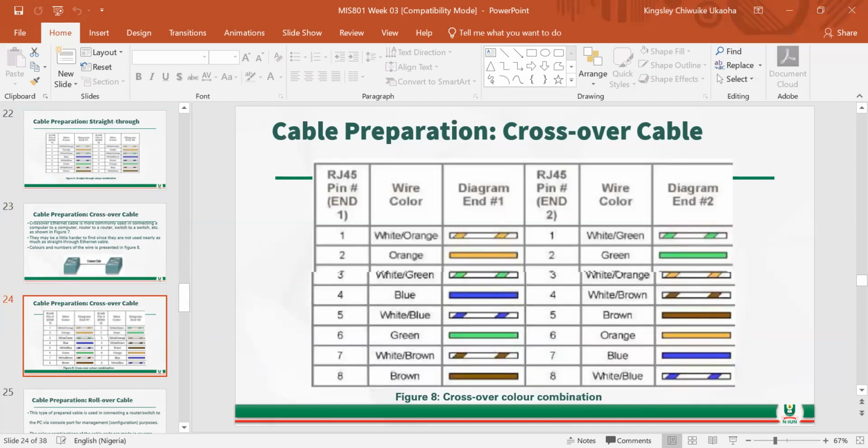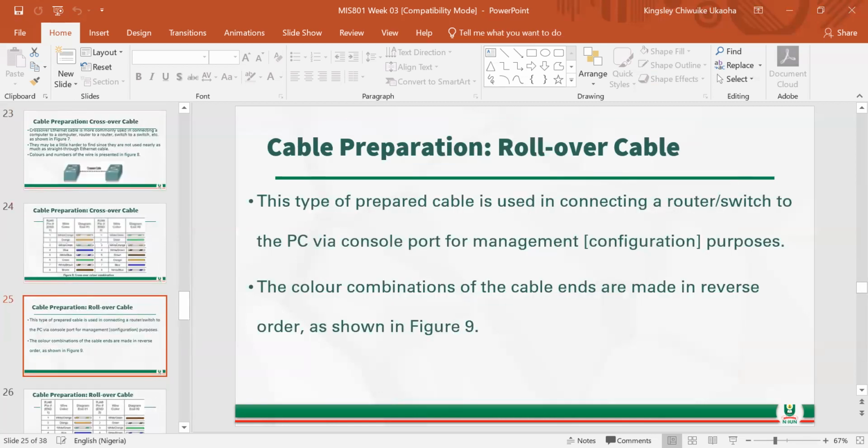So you have the crossover cable, the different colors. RJ45 pin number 1, wire color white orange, diagram end number 1. RJ45 pin number 2, wire color, diagram end number 2. So you have the colors like that from the beginning and what ends them at the end of the day.